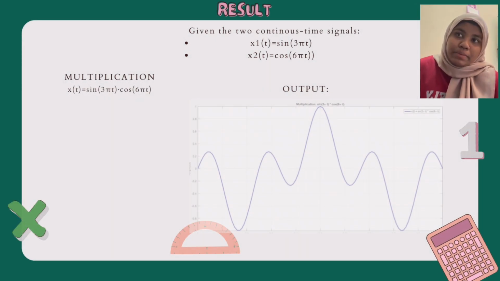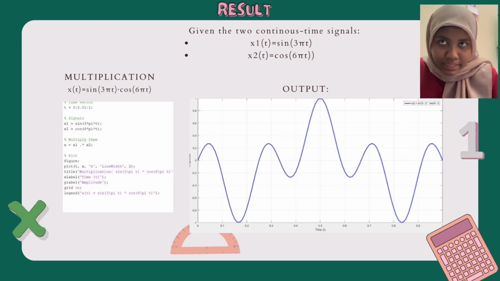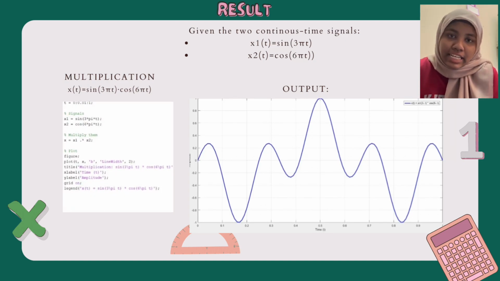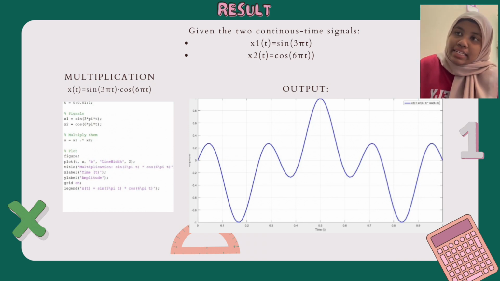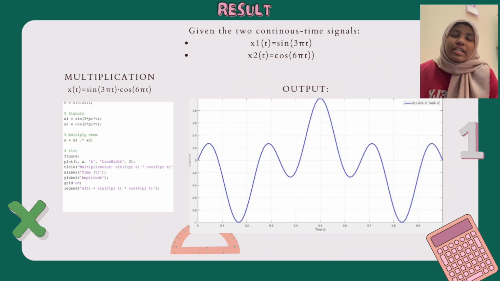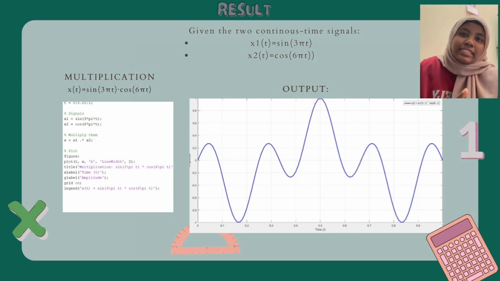Next, we perform the multiplication of the same two continuous time signals. When we multiply them, the result is x(t) equal to sin 3 pi t multiplied by cos 6 pi t. The multiplication creates a modulated signal, which is commonly used in communication systems. It combines the frequency components of both signals, giving a more complex waveform. This technique is useful in amplitude modulation and signal mixing.